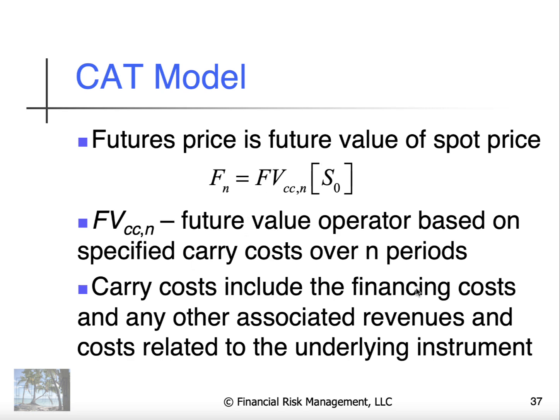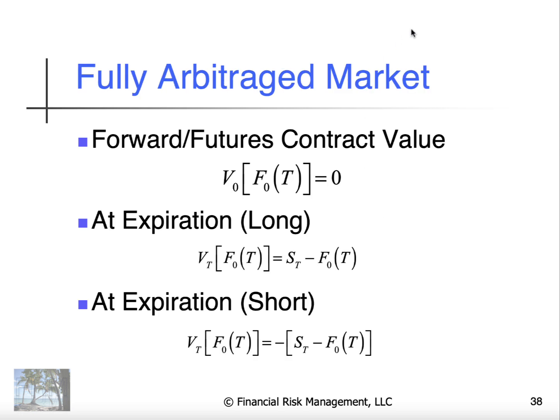And so carry costs include financing costs and other costs associated with revenues and costs related to the underlying instrument. With the S&P 500, the carry cost is a negative dividend yield because I received the benefit and there's no storage cost. If I'm looking at wheat or soybeans, there is storage cost, and so that's going to provide a significant difference. In a fully arbitraged market, I would expect the fair value of a futures contract after it's marked to market is zero. At expiration, the value initially of a forward or futures contract is zero.